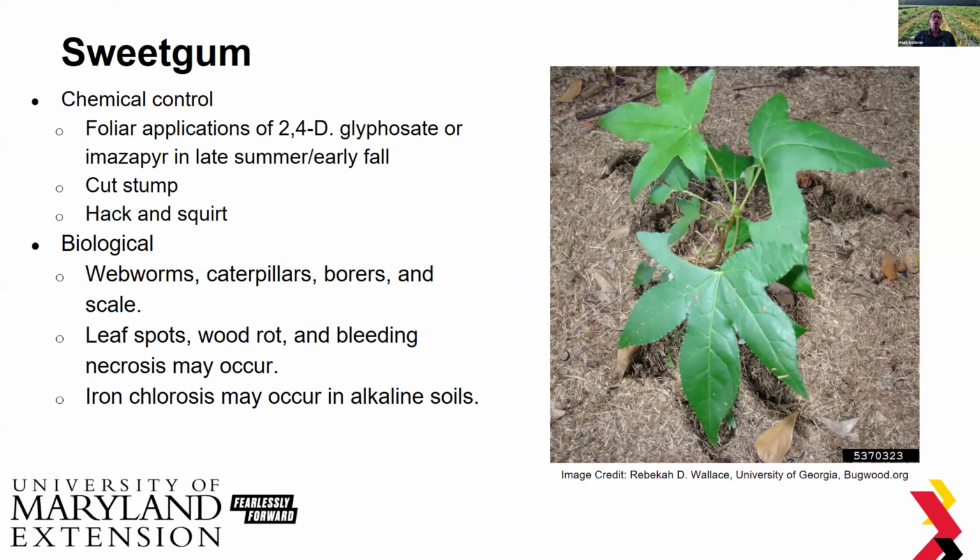Biological control: things like webworms, caterpillars, borers, and scales are going to help, as well as leaf spots. Sweetgum can be subjected to root rot, as well as iron chlorosis if in highly alkaline soils. All of these biological attributes can help to reduce sweetgum's vigor, but they shouldn't be relied on as a single management tactic.